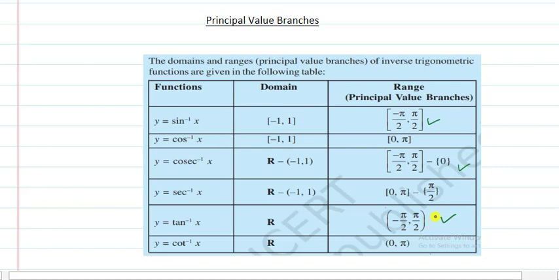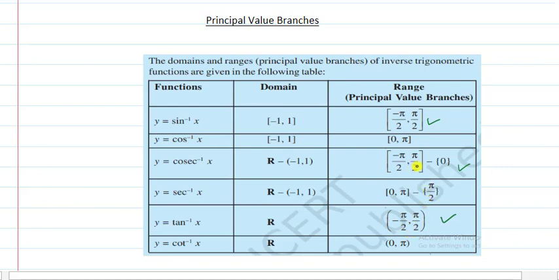Why is this so? Because in sine inverse x, the principal value branch is the closed interval of minus pi over 2 and pi over 2, whereas for tan inverse x with the same values, the interval is open. Why is this so? Because for tan inverse x, we know that at the values of minus pi upon 2 and pi upon 2, tan becomes not defined. That's why we are taking them in an open interval.